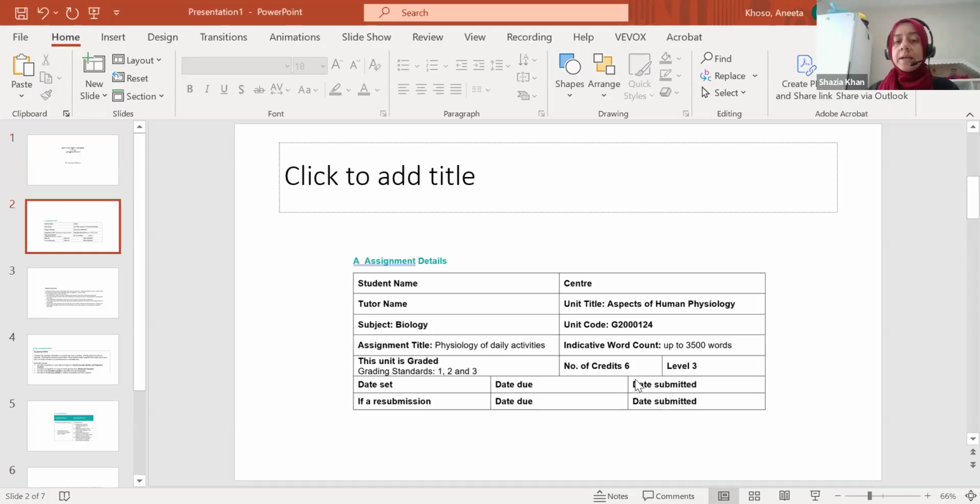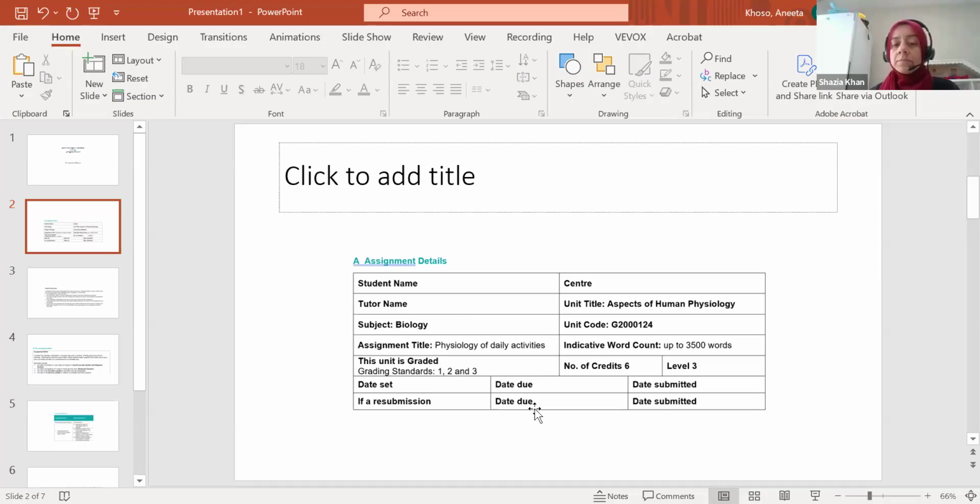Okay, so this is the assignment brief. When you have the assignment brief, it is all there in your Moodle page. You have the details there as well. You have the Word document there. So you have your student name, center, which is UK University, the tutor name, which is myself, Dr. Anita. Leave this as it is.